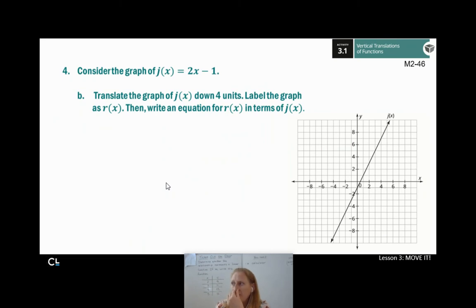So let's do this again. Let's take j of x, and now can you translate it down 4 units, label it as r of x, and then write the equation for r of x in terms of j of x. Now you know how to do this. Hit pause, work this out, hit play to check your work.